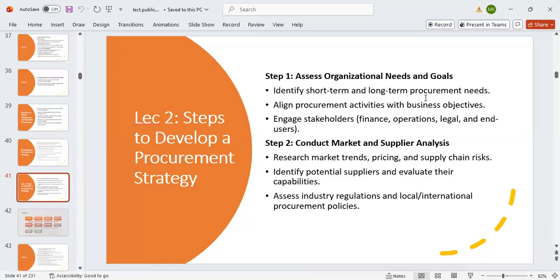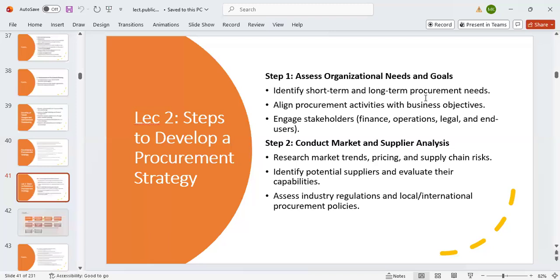Engage various stakeholders, that is the finance, the operations, legal and end user units to understand what really the need is. For instance, if you work in Cocoa Board, wherever you work, you must look at the finance department, operations, legal and end users. All of them must be part of the contributors to the market and supply analysis.